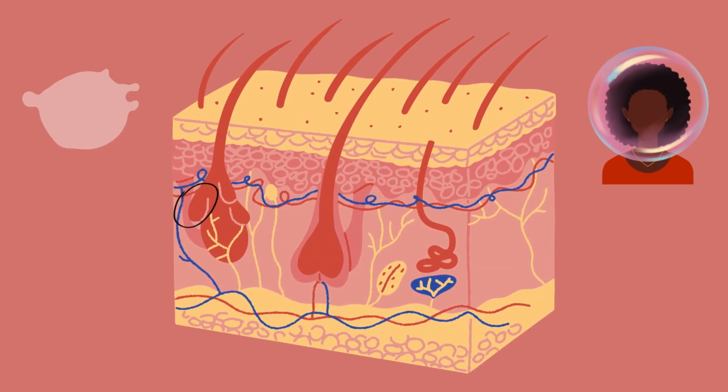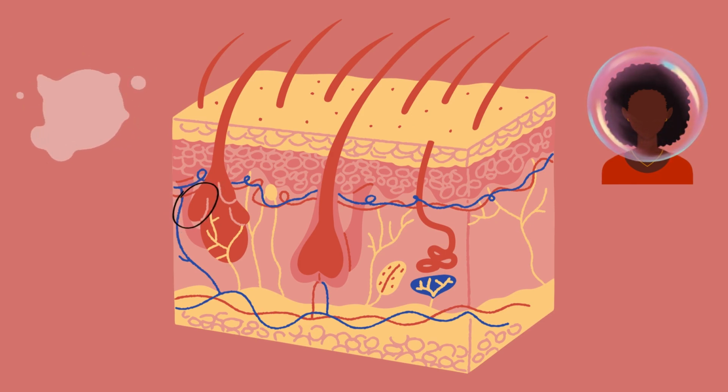The sebaceous gland. They make and secrete sebum. Sebum is a substance that provides a protective coating for your skin and your hair to help it retain moisture. So as your hair grows, it is coated with the sebum to protect the hair.